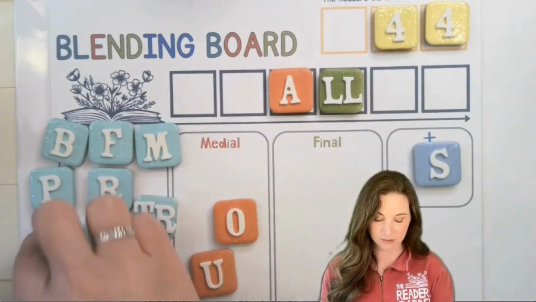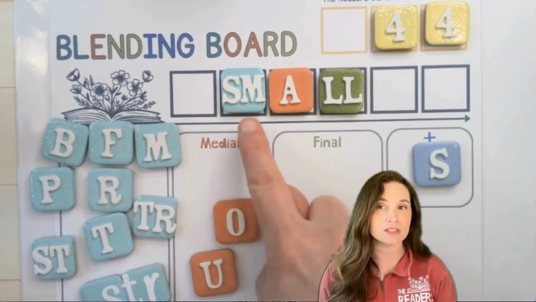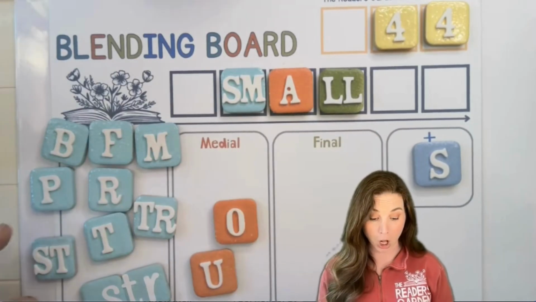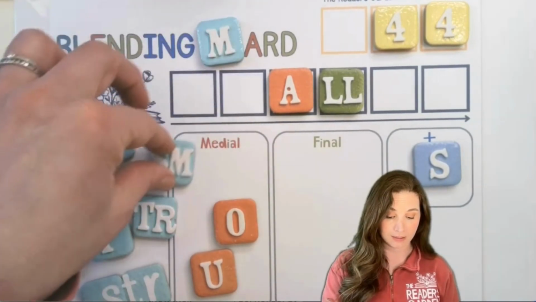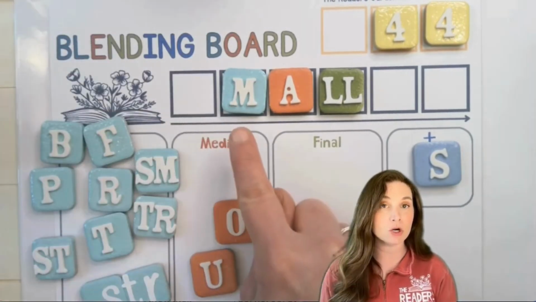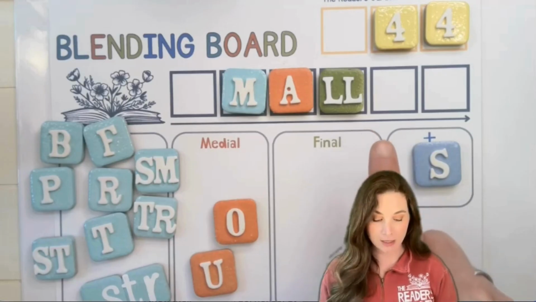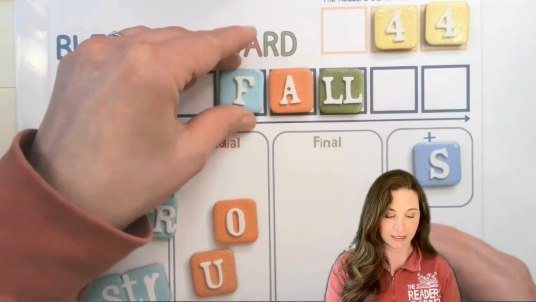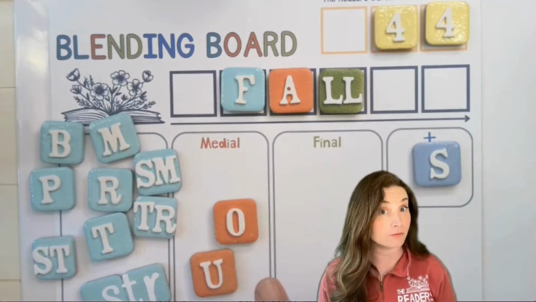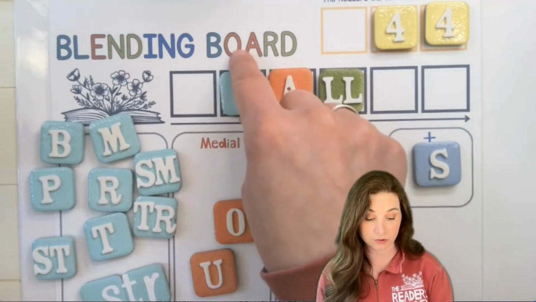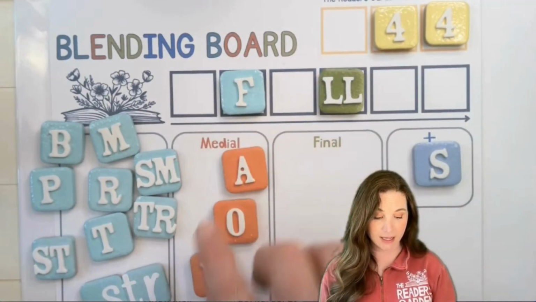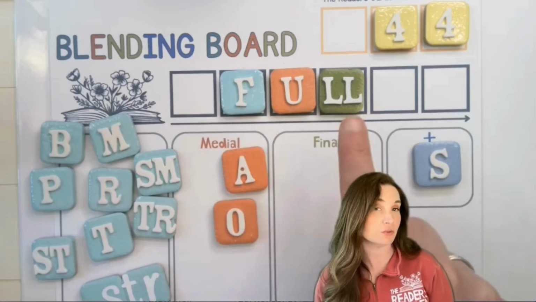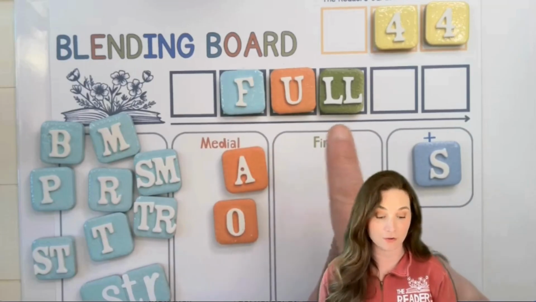Okay, ST swapped out with SM becomes small. How do I change small to mall? Mall. I'm going to take off my SM, add an M, and the word becomes mall. Now I'm going to swap out M for F, and I get the word fall. Like, careful, don't fall over on those roller skates. If I take off the A and add a U, that sound, the word is full. Full. I just went to the gas station and my tank is full.